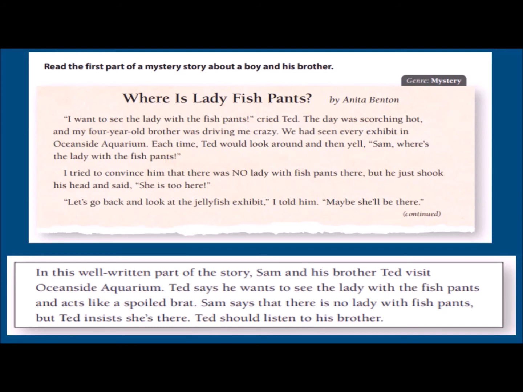Sam says that there's no lady with fish pants, but Ted insists she's there. Ted should listen to his brother.